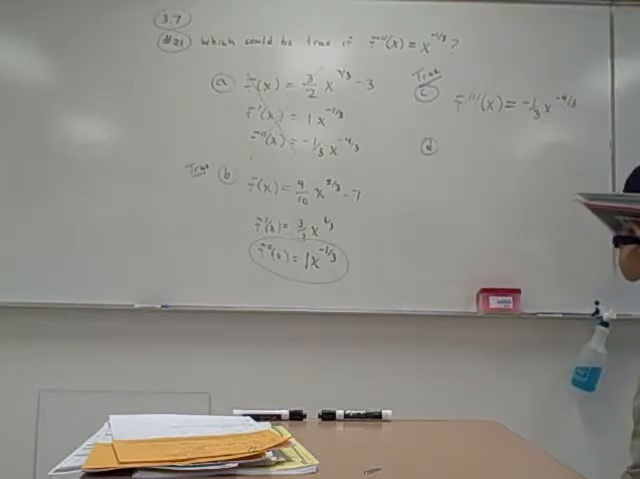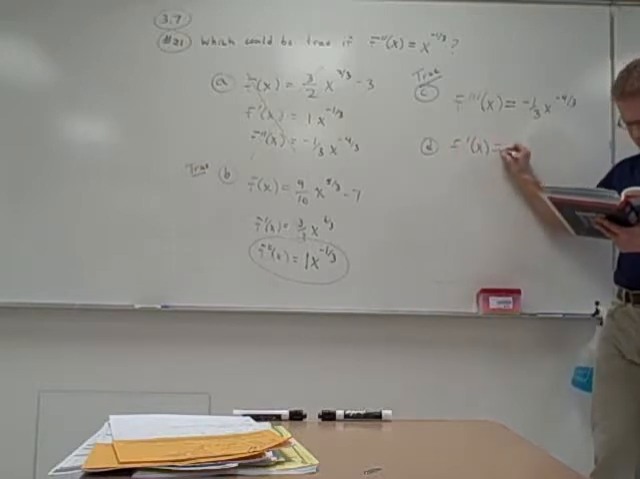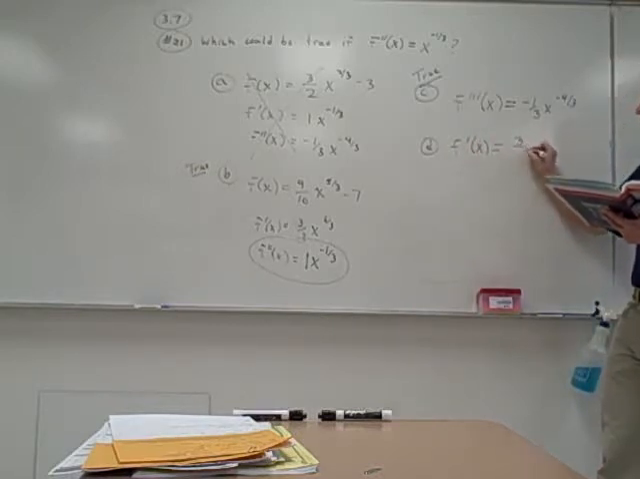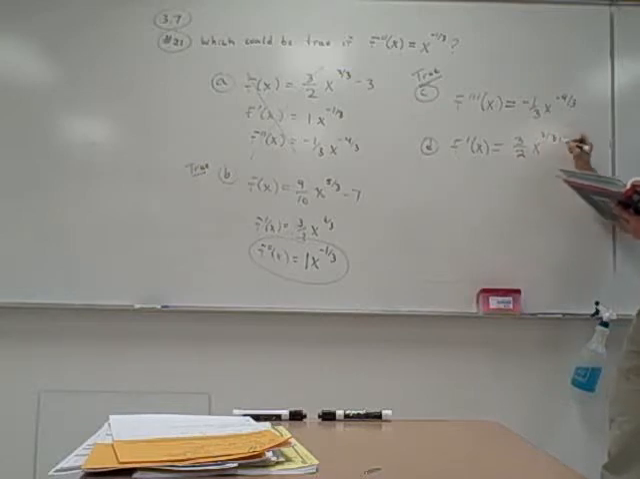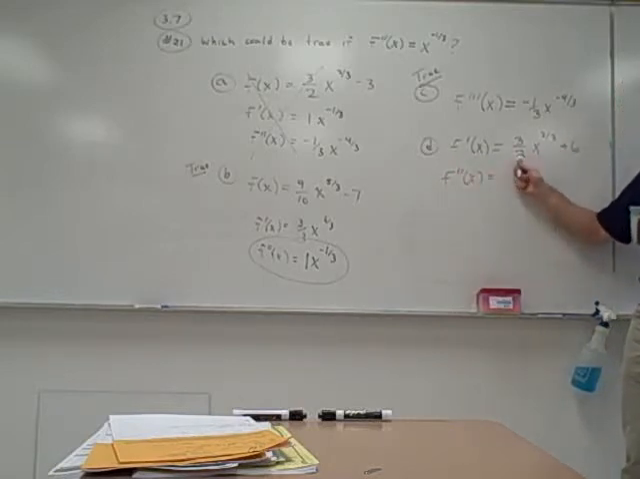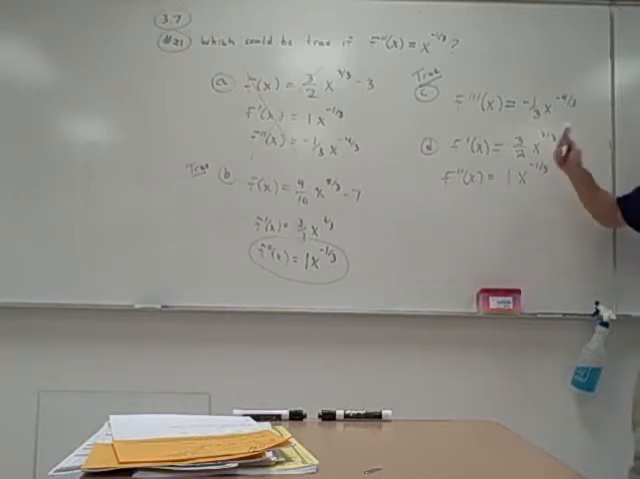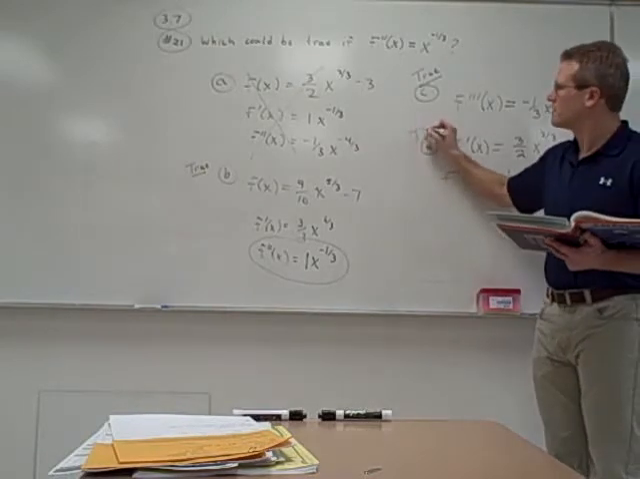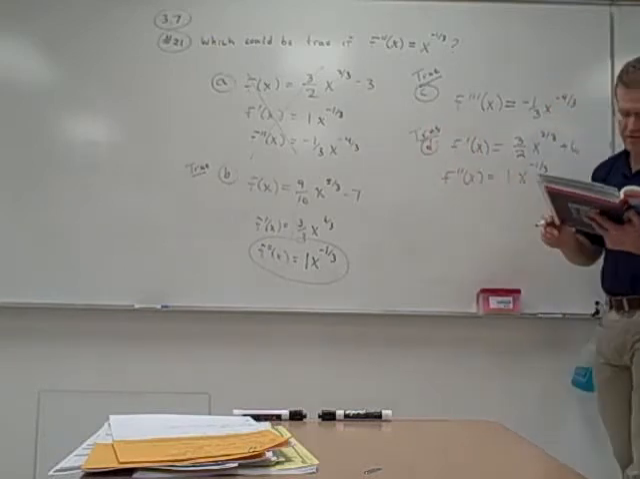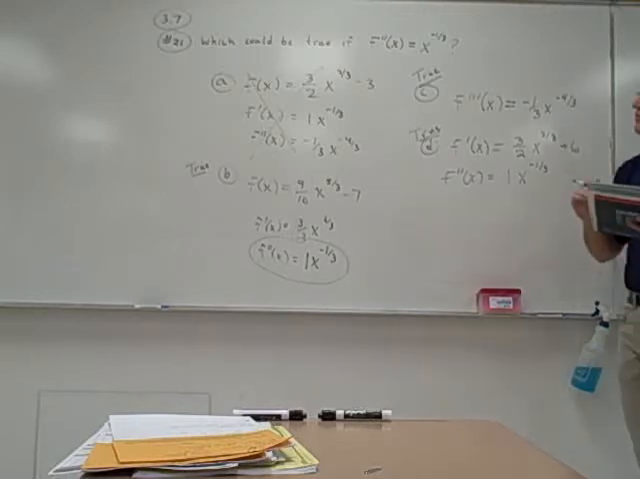Letter D, f prime of x, this is the first derivative, equals 3/2 x to the 2/3 plus 6. So if I do the derivative of this, to get my second derivative, 2/3 times 3/2 would be 6/6, or 1x to the, subtract 1, negative 1/3. Derivative of 6 would be 0. This also matches up with this. So really, B, C, and D are all true. The only one that's false is A.